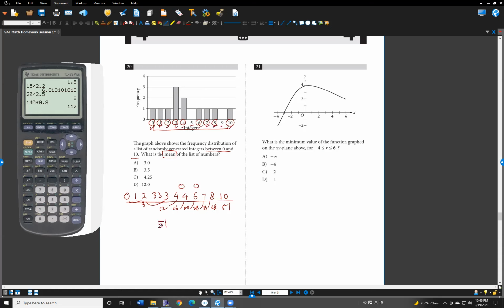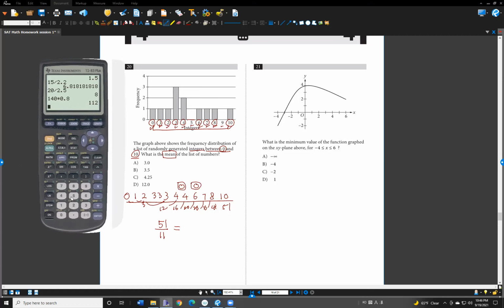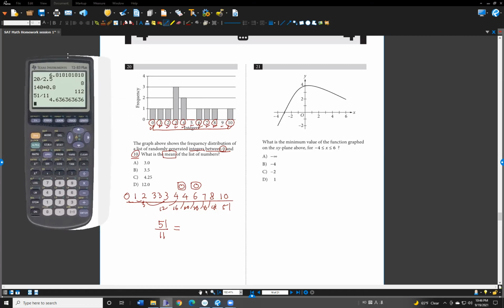So 51 over 11, okay? Don't take only 9, because this is also a number, a digit. They said we are given integers generated from 0 to 10. There are 11 numbers, but some are 0, still counted. So 51 divided by 11. 51 divided by 11 equals how much? 4.63. But there are no numbers like that over here, okay?